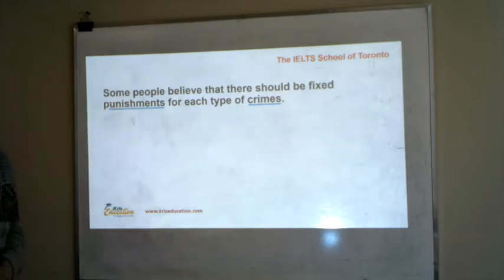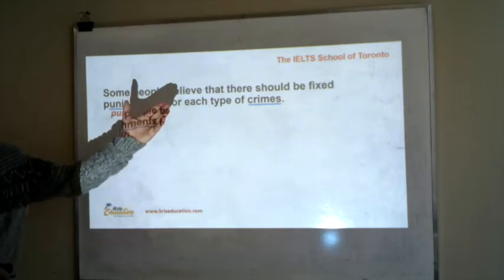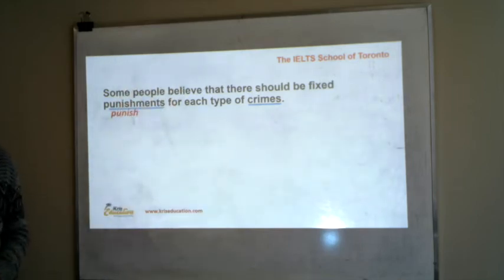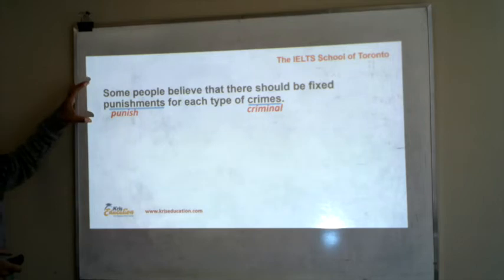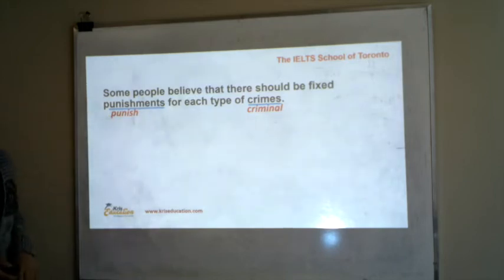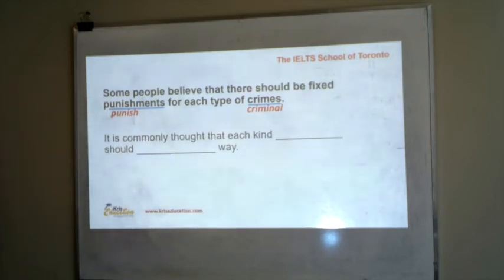Punishment is a noun. What is the verb? Punish is the verb. Crime is the noun. What is the adjective for crime? Criminal is the adjective. And the next thing to do is, how can you say the same thing by using family words? Can you fill in the gaps?